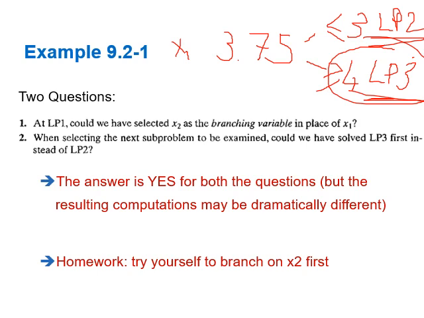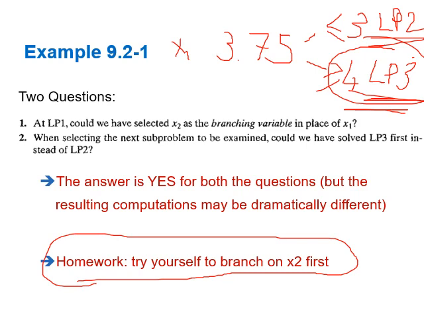But the thing is, you will get exactly the same solution. The optimum solution objective function value will be the same. But the procedure can take short or long. It depends on these decisions. Now we are going to solve the same problem, continuing with LP3. But as homework, please try to solve the same problem by branching on x2 instead of x1 in the first step. Okay, try it by yourself. Of course, after finishing this tutorial.